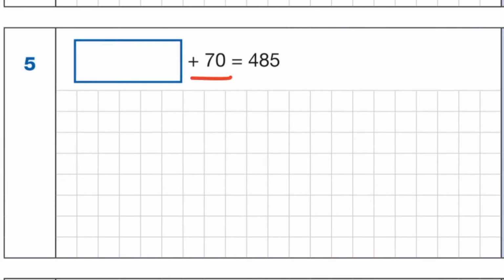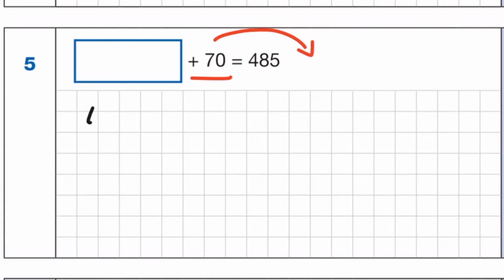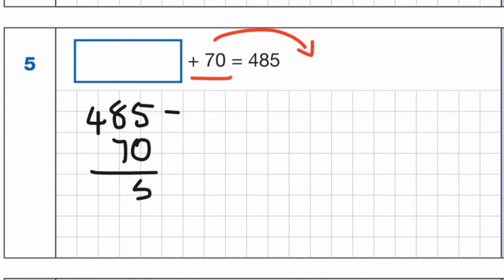Question 5 is also another missing number question. Something plus 70 would give us 485. We apply the same rule. We do 485 minus 70. And in this question, we do not have to borrow since the numbers on the top are greater than the numbers at the bottom. 5 minus nothing would give us 5. 8 minus 7 would give us 1. And 4 minus nothing would just give us 4.